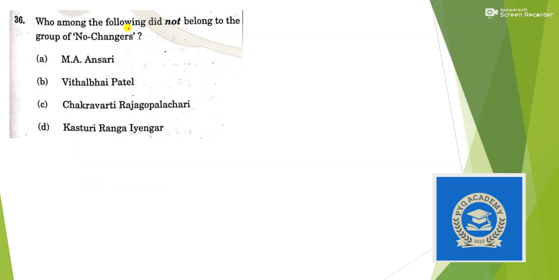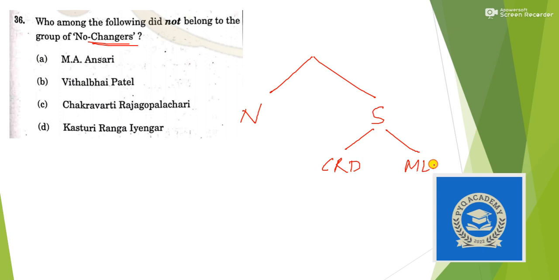Next, who among the following did not belong to the group of No Changers? Again, this question is from Spectrum. Actually, there were two factions in Congress: one was No Changers and another was Swarajist. In the Swarajists, there were important leaders like C.R. Das, then Motilal Nehru, and other than that, there was Vithalbhai Patel, not Vallabhbhai Patel.